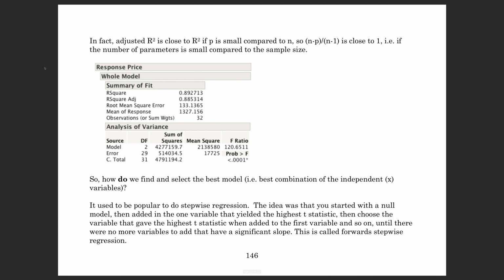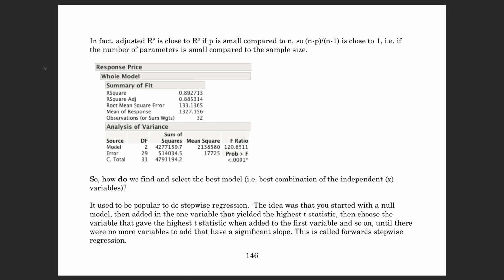So in fact, if p is small compared to n, then the adjusted r squared will be close to r squared, because n minus p over n minus 1 will be close to 1. So in fact, if the number of parameters is small compared to the sample size, there isn't going to be too much difference. But if we come back and look at our example just before, so this is our example from the auction example first.